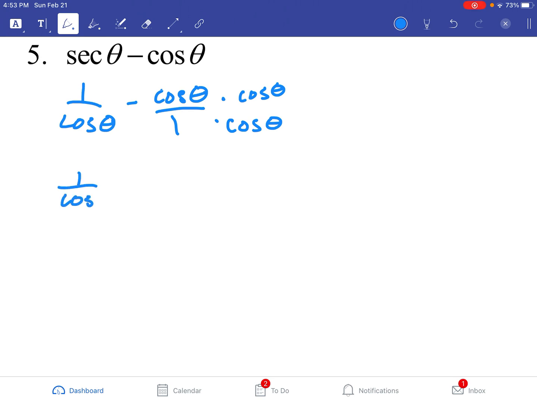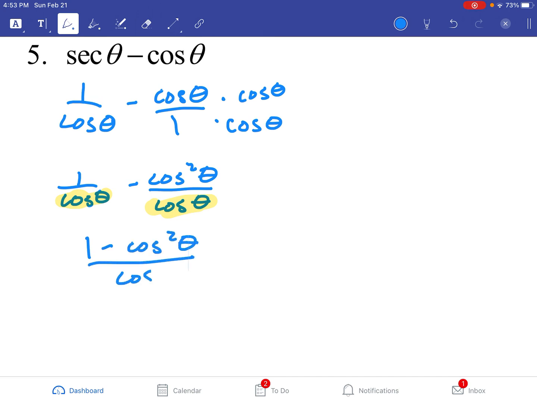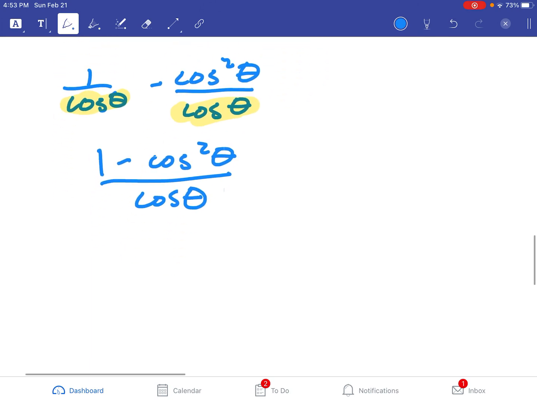So we're going to get 1 over cosine minus cosine squared over cosine. Now that the denominators are the same, we can combine the fractions. We're going to get 1 minus cosine squared over cosine. Again, looking at 1 minus cosine squared, that is a Pythagorean identity, which gives you sine squared over cosine.